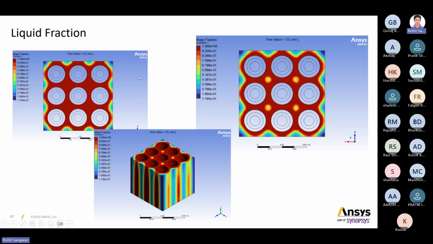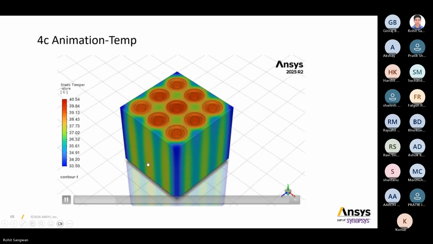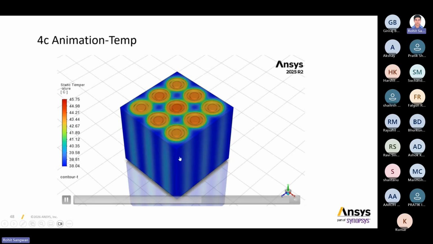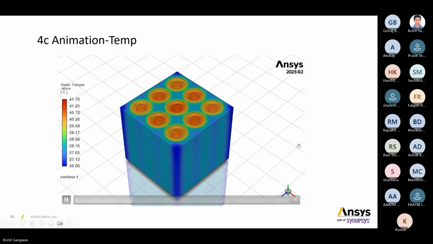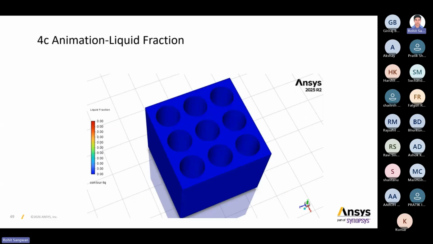Then the liquid fraction also shows how the melting is at a particular time. And we can create the animation. This is the 4C animation, showing how the temperature is changing. We can showcase the animation of that case with respect to temperature also. One is liquid fraction and one is temperature. In the same way, if you are going for another cooling aspect, you can create the animation for those also. So this is the 4C animation.